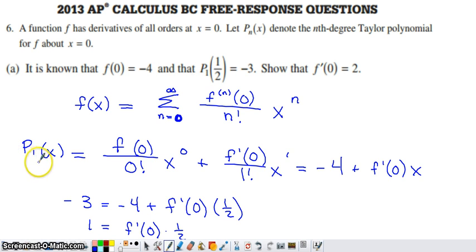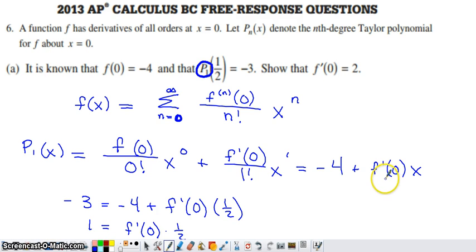But if we're going for a first degree Taylor polynomial, which they're telling us to work with here, p sub 1, we're just going to stop at those two pieces, because what we have right here is an x to the first. This is a first degree polynomial. So 0 factorial is 1, x to the 0 is 1. They tell us what f of 0 is. F of 0 is -4. So I put -4 in place of this term. 1 factorial is 1. F prime of 0, I don't know. I'm trying to show that that's equal to 2. And then x to the first is just x. So here is my first degree Taylor polynomial as complete as we can currently get it.